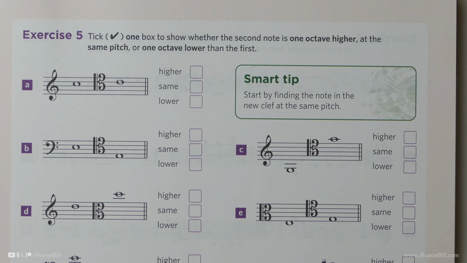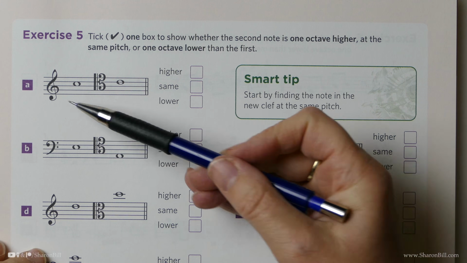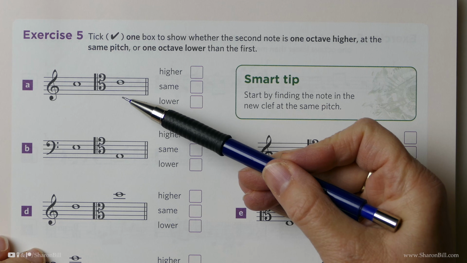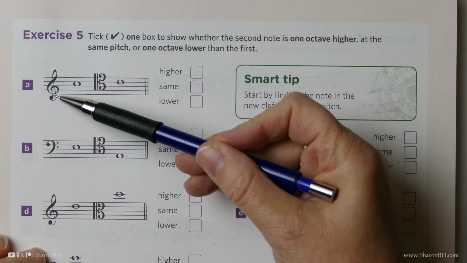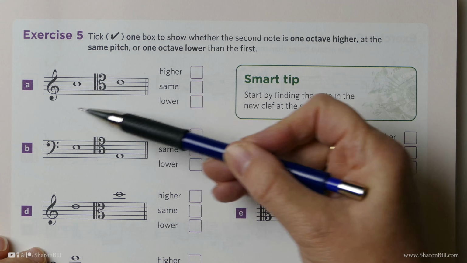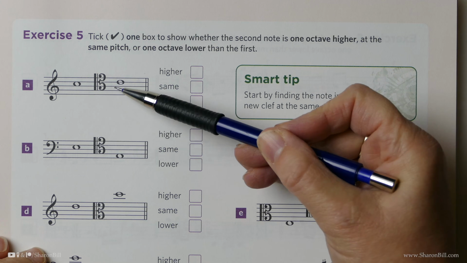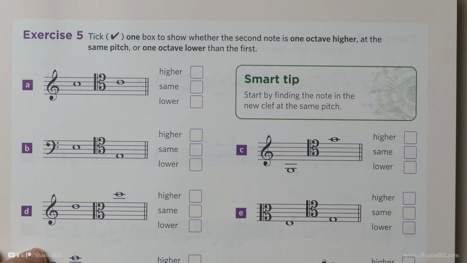Continuing with the topic of pitch and looking at all the different clefs that we've covered so far, we're moving on to page 13 of the Grade 5 Discovering Music Theory workbook. Here at exercise 5, we're asked to tick an option to show whether the second note from this pair of notes is an octave higher, an octave lower, or exactly the same pitch, but we've got to switch clefs and think about how that's affected the note and how it's affected the octaves.